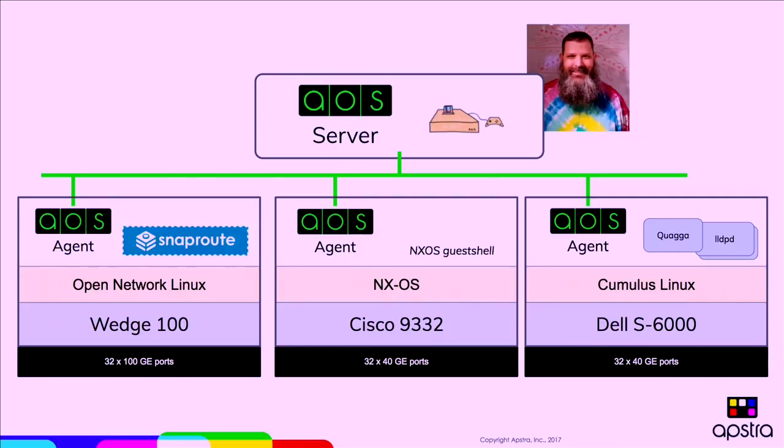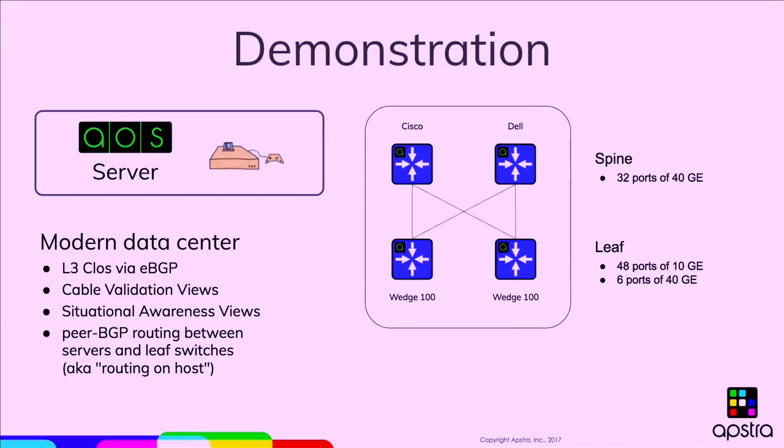Likewise, we've got our agent running in a Cisco NXOS guest shell. And then on a Cumulus running a Dell 6000, we have our software interacting with the Quagga processes in Cumulus Linux. And what I've got in the rack in the hallway, and what I'm going to demonstrate, is a design that's a 2-rack design with Cisco and Dell as the spines.